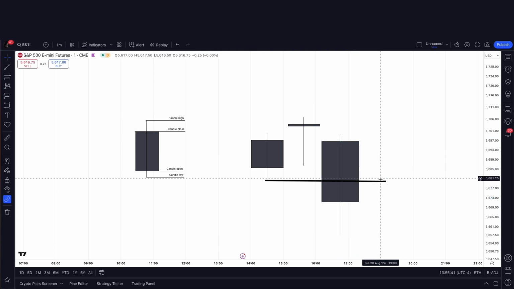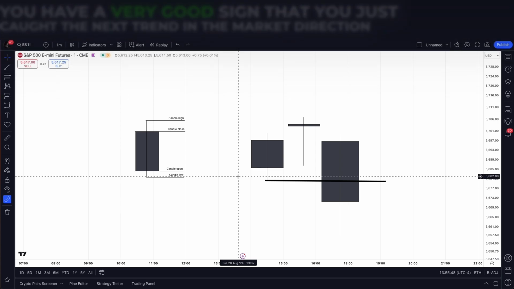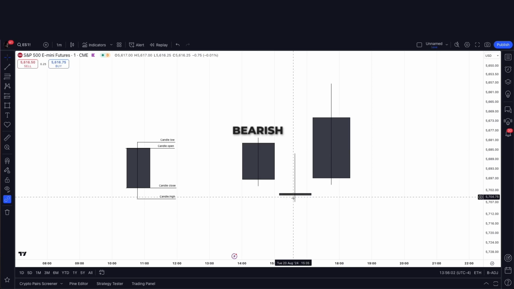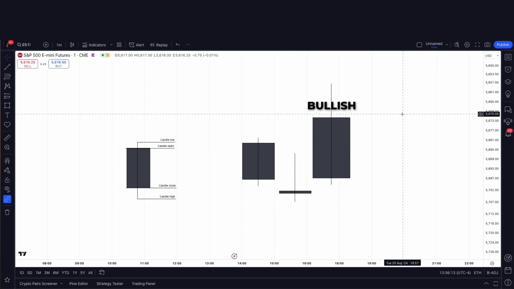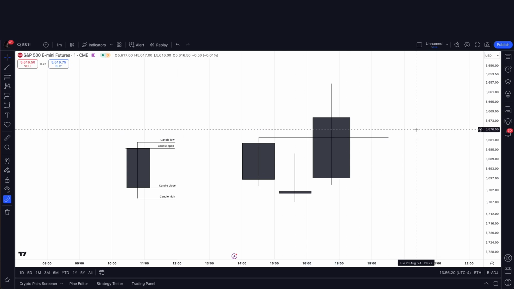And if you see something like this, especially on higher time frames or near a top, you have a very good sign that you just caught the next trend in the market direction. And the same goes, by the way, for the morning star. Assume this would be a bearish candle, price were to push down, got bought back up, forms a Doji. It doesn't matter if it's a bearish or a bullish one, you want to see wicks and indecisiveness, and then the third candle has to be bullish in this case. And once again, close completely above this, and you have a valid star pattern.